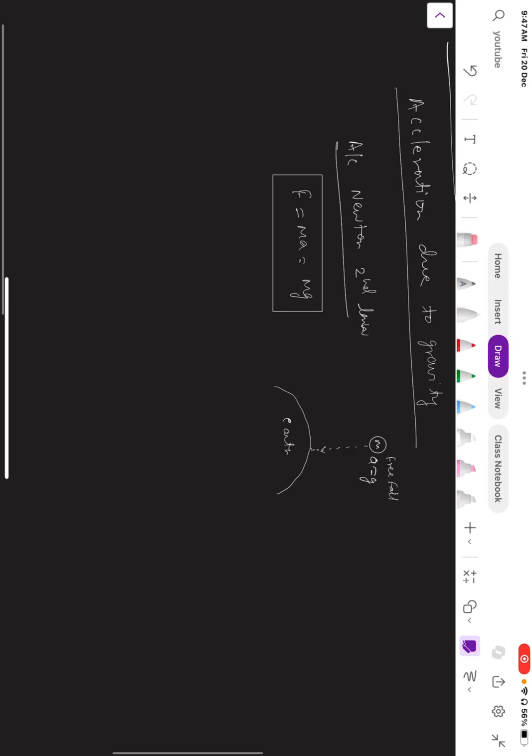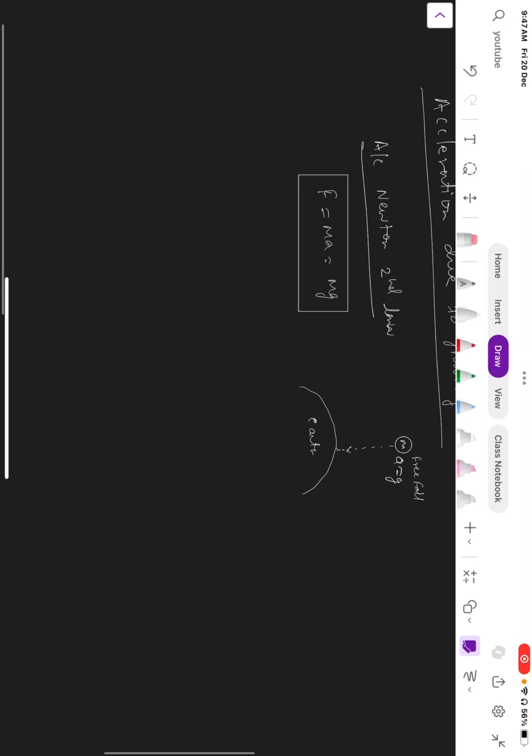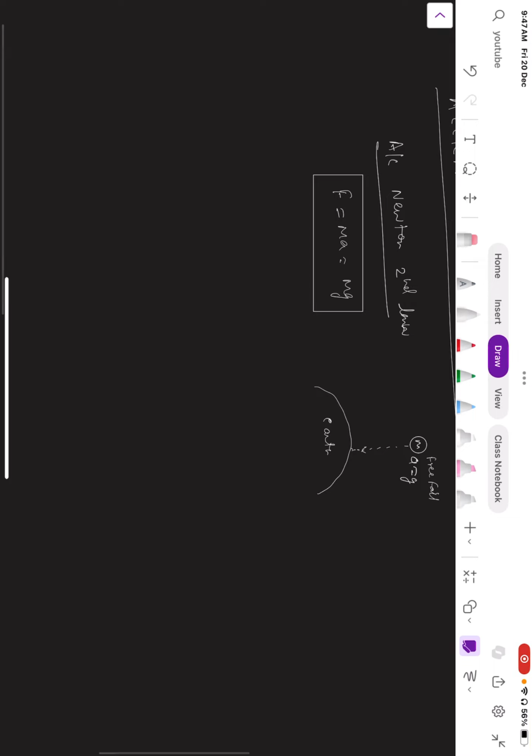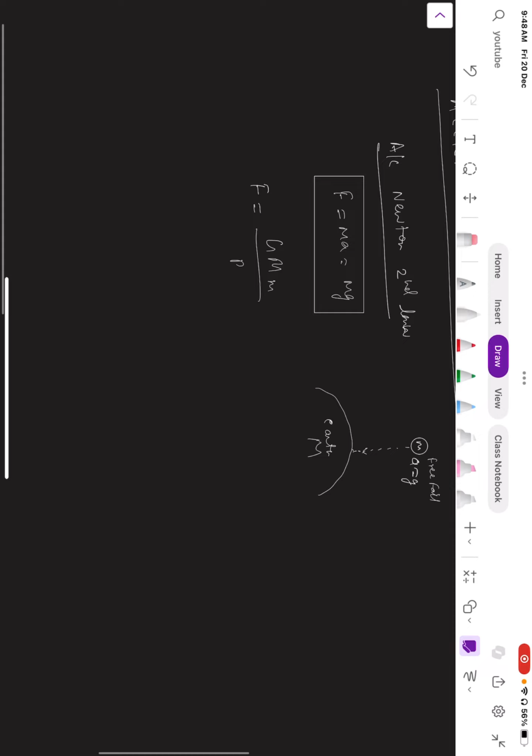In this formula, we are finding the value of g, where g comes from. So we are solving the formula. We know that F is equal to G M m by r square, where capital M is the mass of earth and small m is the mass of the object. Why r square? Because this distance is r. I write small r because capital R mostly denotes the radius of the earth, so that you get a clear understanding.